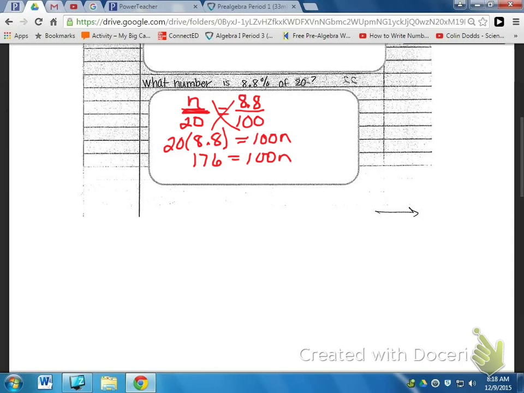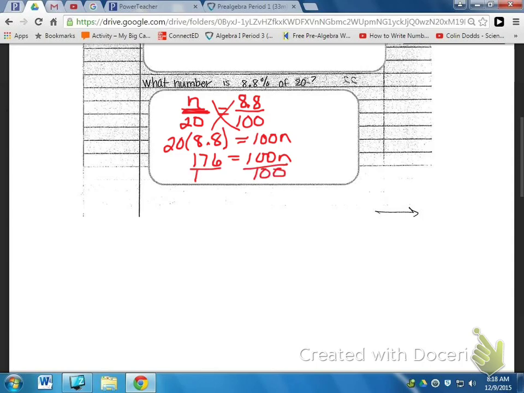That's fine. I usually make the variable on the left every time. Like I normally would have put 100n equals 20 times 8.8, but since he said 176, I did it this way. But generally I like to put my variable way on the left, so it kind of changes each time. Okay, Trey, now what do I do?